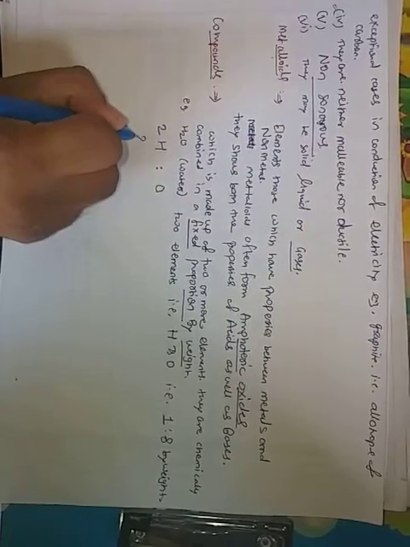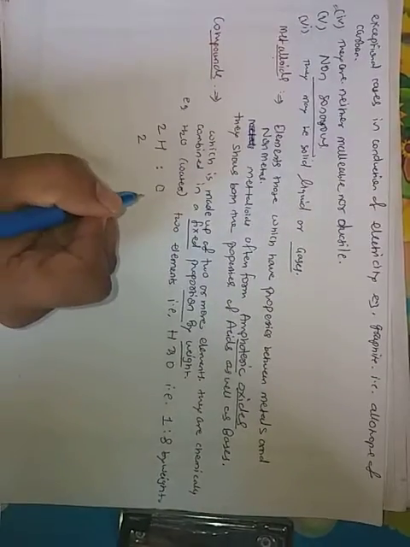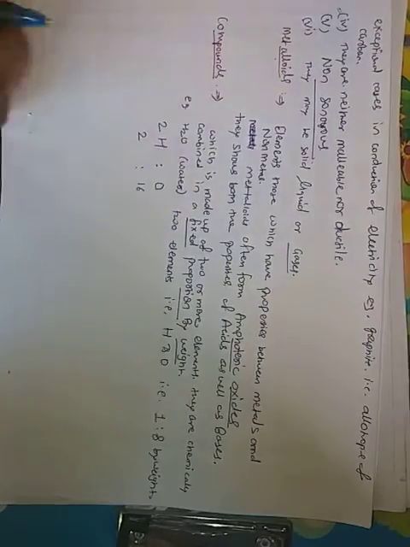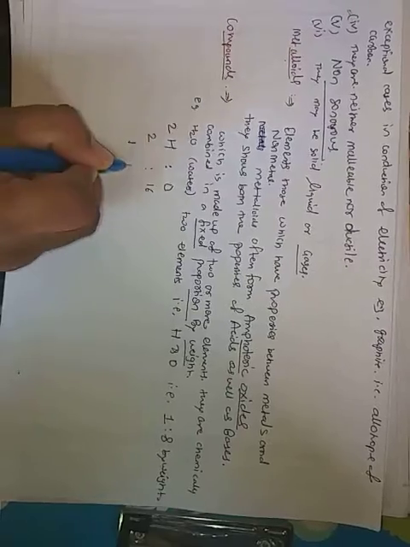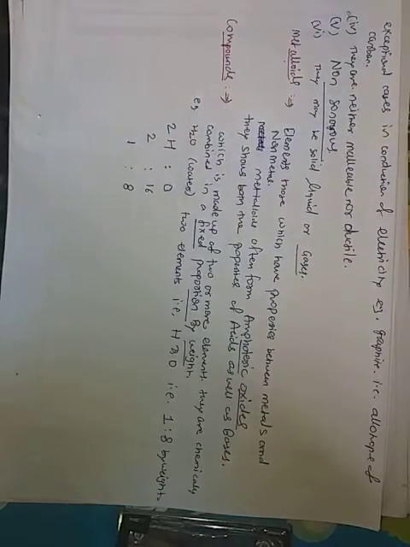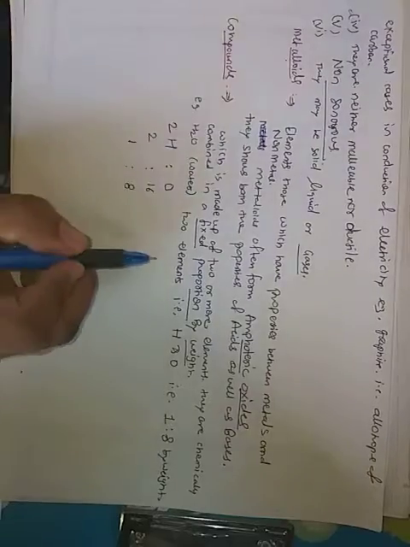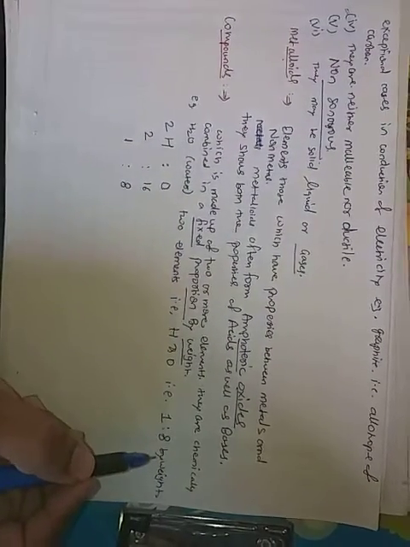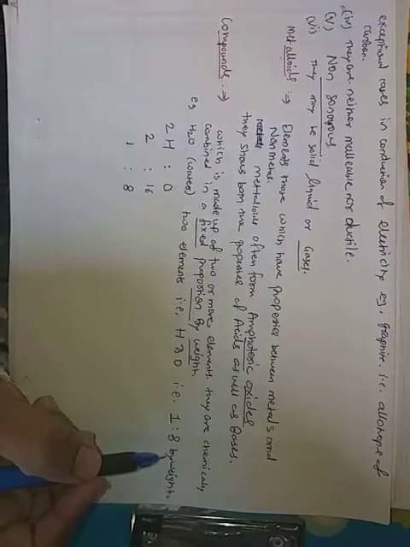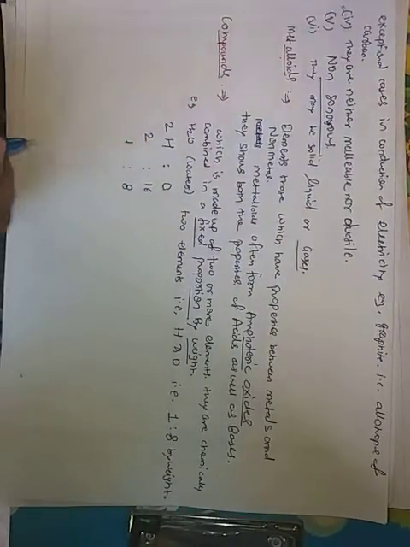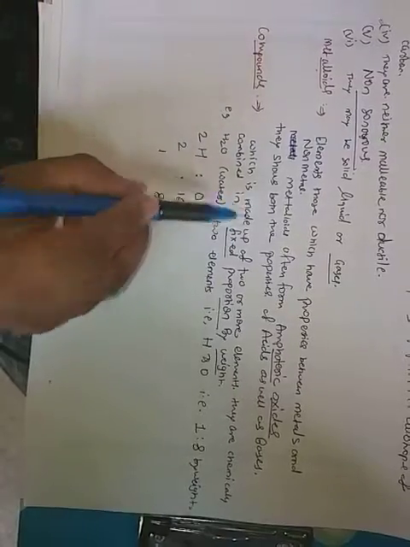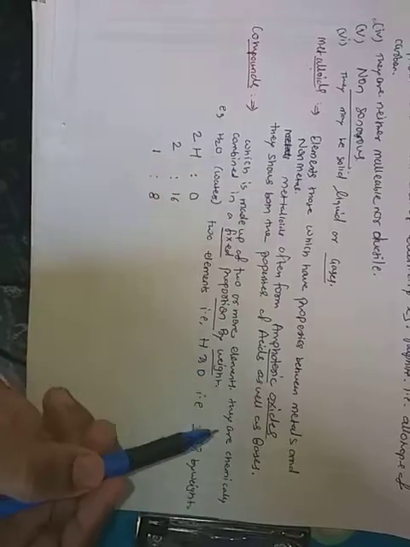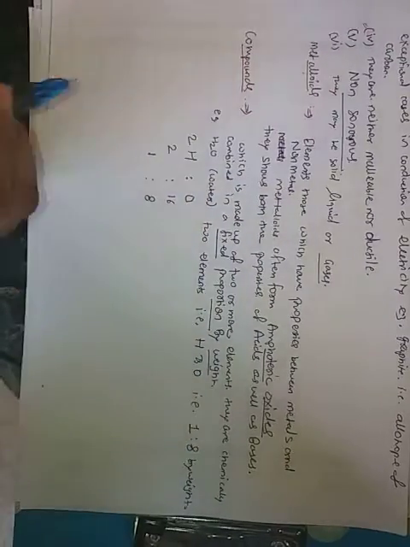As you know, there are two hydrogens and one oxygen. Here hydrogen mass is 2 and oxygen is 16, so 2:16 proportion, that is 1:8 proportion for water. Therefore water is always in a fixed proportion by weight, that is 1:8. So you understood what compounds are: made up of two or more elements, chemically combined in a fixed proportion by weight.